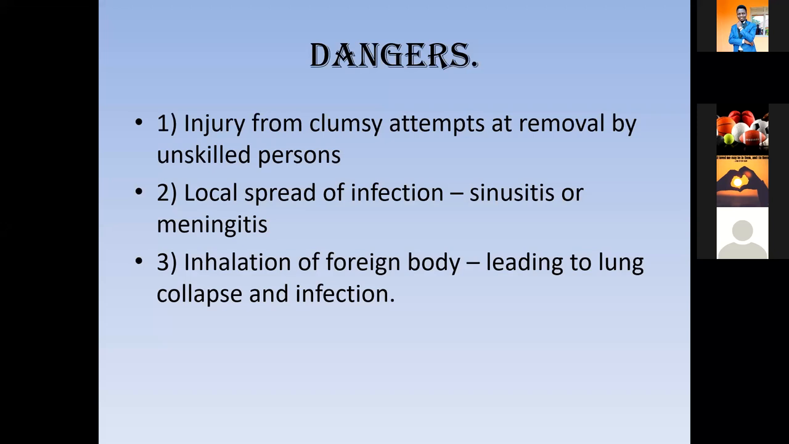Also, we can have local spread of infections, such as rhinitis, sinusitis, or meningitis, because of the danger triangle of the face. And the foreign body can also be inhaled. If you suddenly push it past the corner, it can end up in the airway.